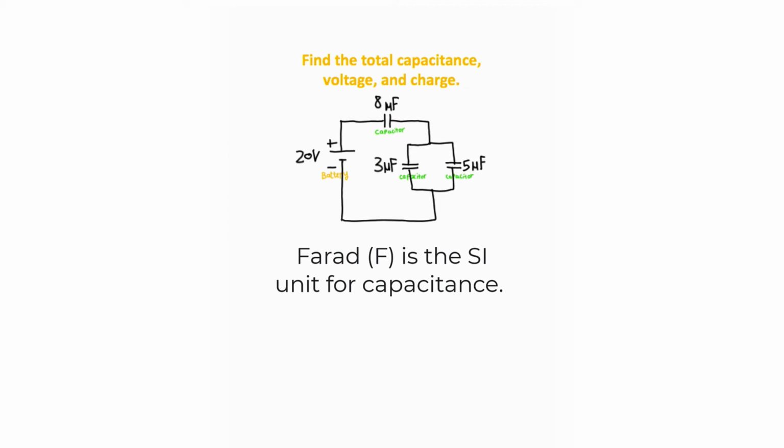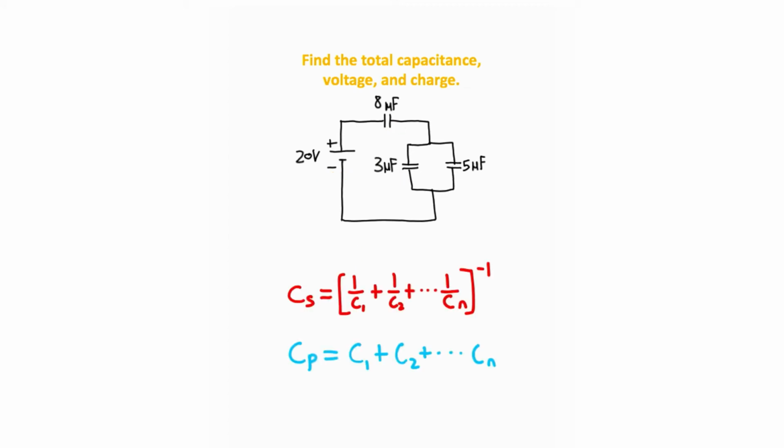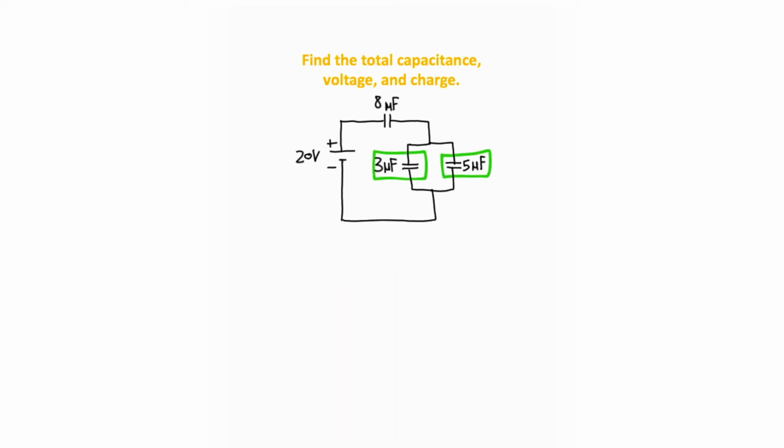So in this case, you need to know the two equations when dealing with capacitor circuits, for capacitors in series and parallel capacitors. So you use this equation when you're dealing with series capacitors, and this equation when dealing with parallel capacitors. Now the first thing that I notice is we have two parallel capacitors right here. So in this case, we can use the parallel equation.